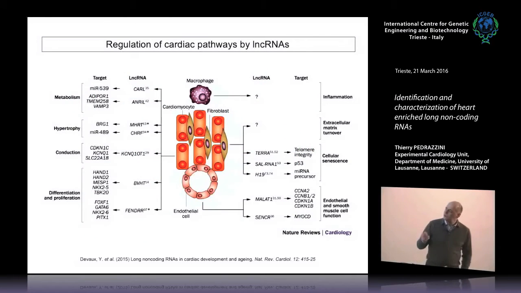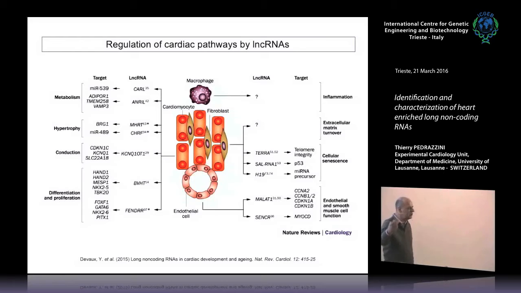Now, this is an example taken from the cardiovascular field, but there are more and more of these transcripts that are known to have real function in the organ, in the heart in this particular instance. So this is a list of lncRNAs that have been fully and functionally characterized. Okay. So you see that they are involved in metabolism, in controlling hypertrophy of cardiomyocytes. They are associated to the conduction system in the heart. They can also be important for differentiation, proliferation during development.